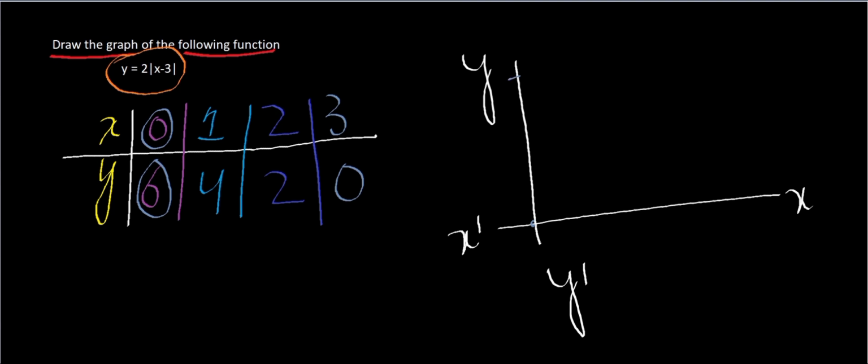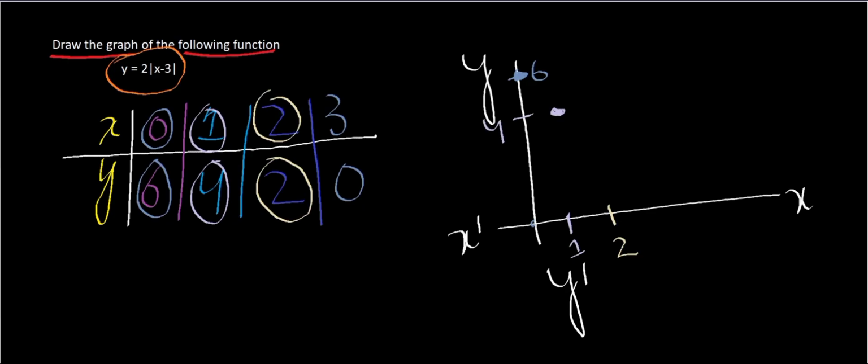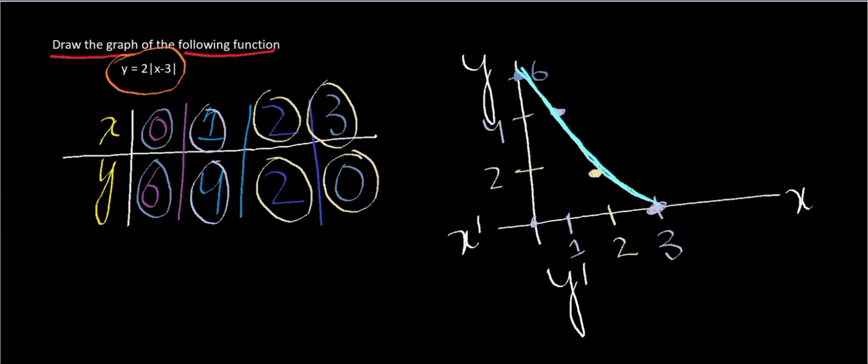So x equals 0 and y equals 6. So this is the point. When x equals 1, y equals 4. So this is the second point. When x equals 2, y equals 2. So this is the third point. When x equals 3, y equals 0. This is the fourth point. So this is the graph.